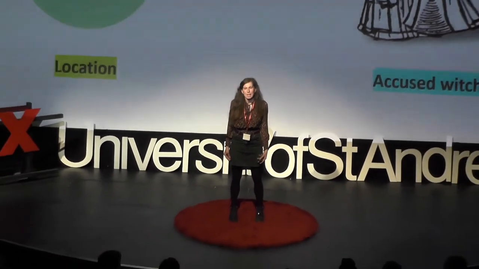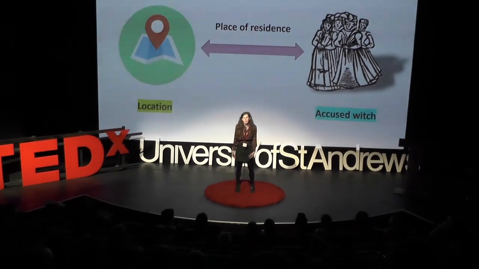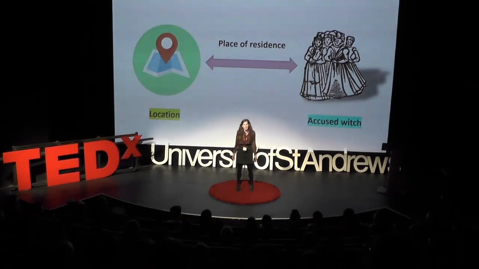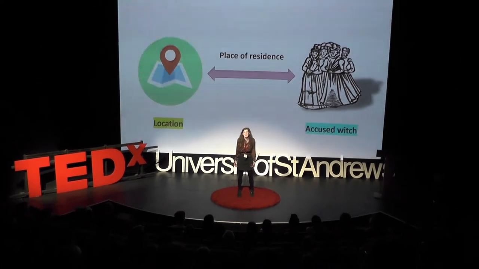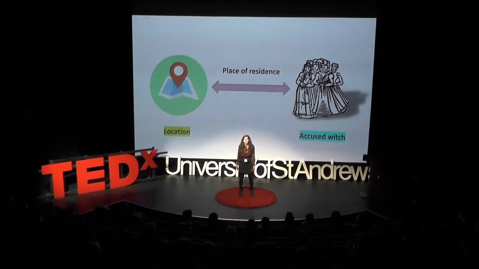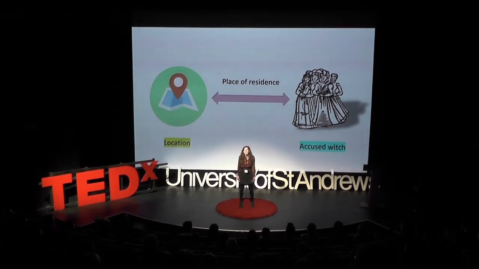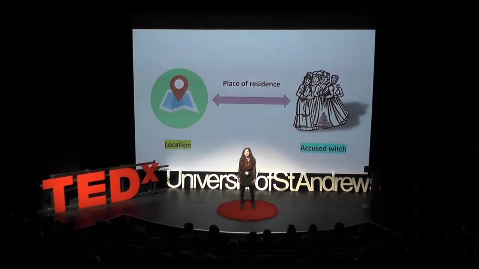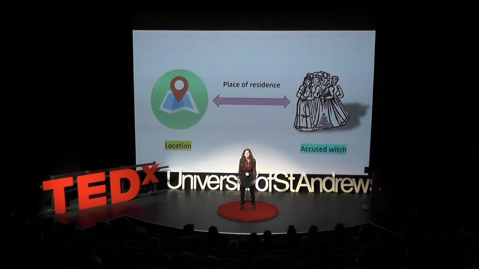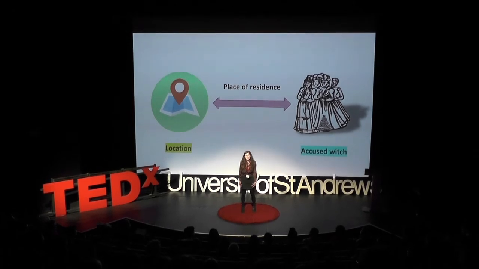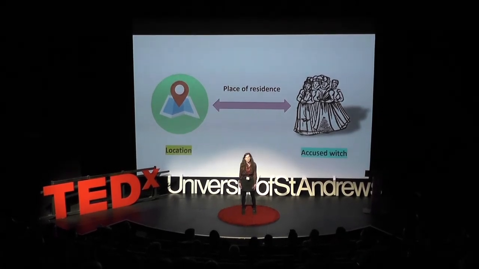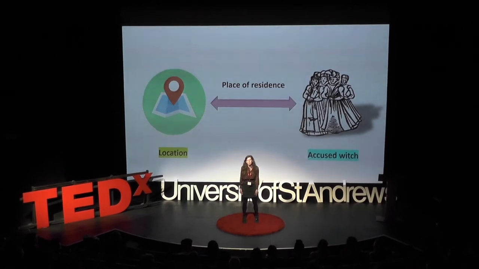In theory, it would be simple. I would find the place where they lived, plot it on a map, and there you would get your final map. But in reality, it wasn't that simple. Places in Scotland have changed a lot since the 18th century, and many of the place names that were mentioned within the database no longer exist today. So a big part of the project was trying to work on actually finding these places in Scotland using historical sources and plotting them on a map.